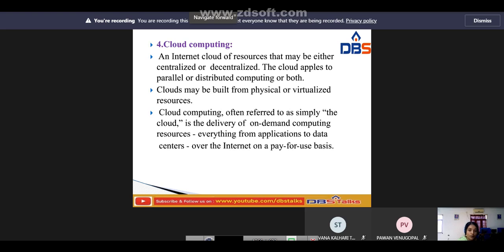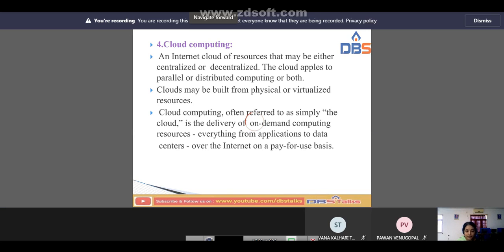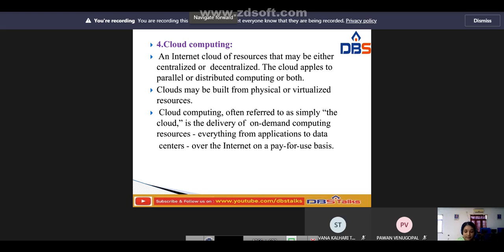Next, coming to cloud computing. So we have four types of computing. One is centralized computing, parallel computing, distributed computing, and the fourth one is cloud computing. So what is meant by cloud computing? An internet cloud of resources can be either a centralized or distributed computing system. The cloud applies parallel or distributed computing or both. Clouds can be built with physical or virtualized resources over large data centers. So this is called cloud computing.